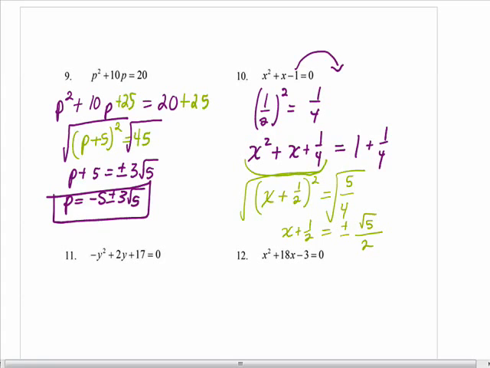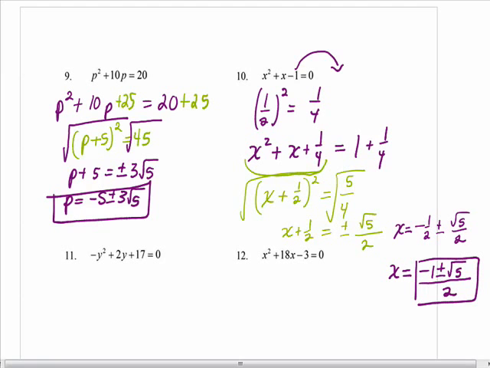Okay? Now our last step is to subtract 1/2 from each side. So I get x equals negative 1/2 plus or minus square root of 5 over 2. Now that answer is technically correct, but we have a common denominator, so we could write this as one fraction with a denominator of 2. So I'm going to write this instead as negative 1 plus or minus square root 5 all over 2. Either is correct, but this is the preferred method at Harvard-Westlake.